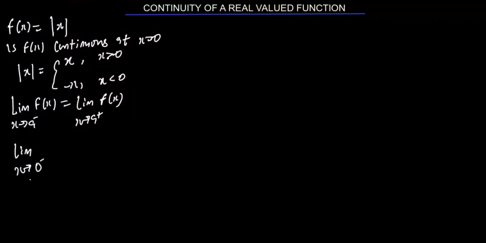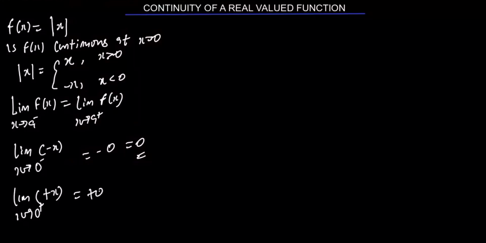Now, I have limit as x tends to 0 minus. Which of these functions will I pick? Remember, 0 minus means that I'm considering values where x is slightly less than 0. So I'm picking negative x because that's where I have less than 0. So if I put my value here, I'll have minus 0 and my answer is 0. Also, if I look at the limit where x tends to 0 plus of this function, positive x, what will I have?